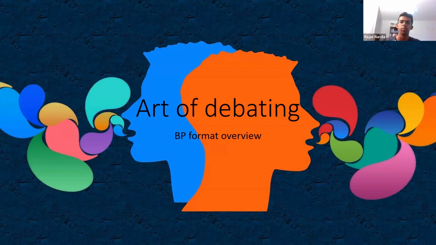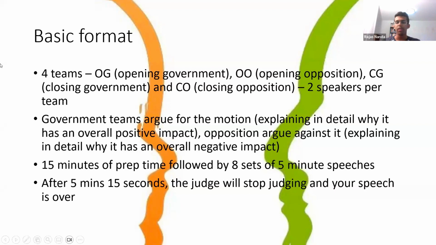in British parliamentary format. So the basic format that we're dealing with here is that, most importantly, there are four teams involved, unlike most debates which you might be used to, where there would only be two teams. So you might expect that there's one team going for the motion and one team against the motion. That's not the case here. You have two teams on either side.